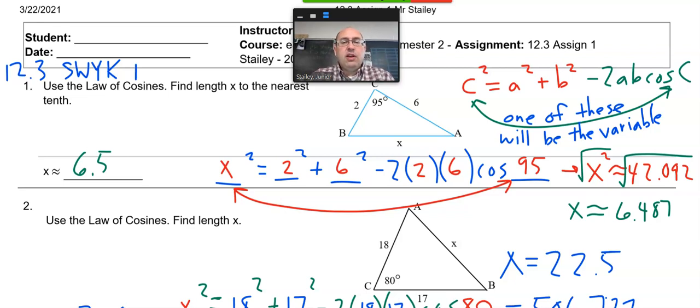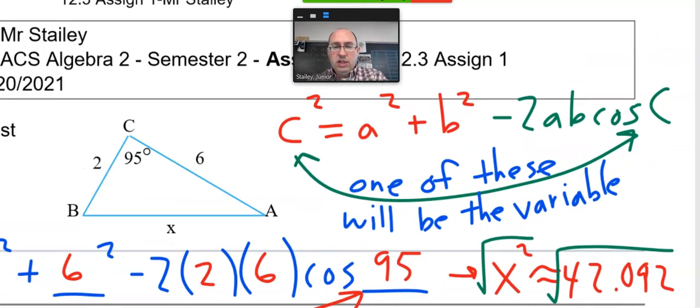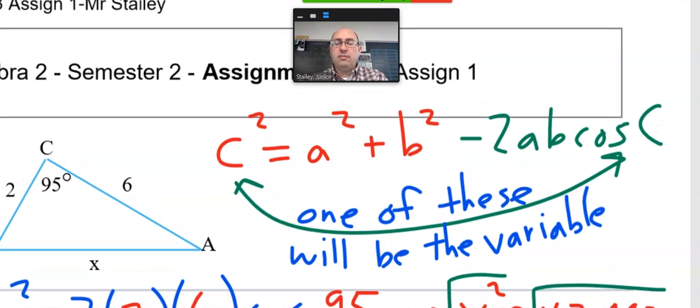Now, what if we're dealing with non-right triangles that we don't have a known angle and a known opposite side? Can't use law of sines in that case. So we need a backup plan. We need something called the law of cosines. Now, before you get all crazy on me about, what the heck's that? Okay, let's take a look at this.